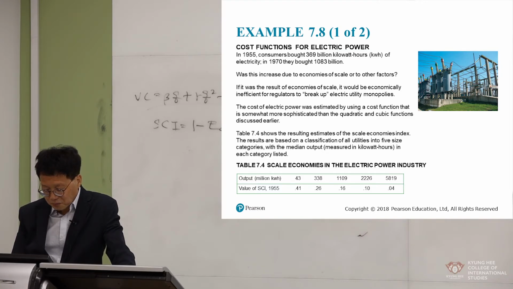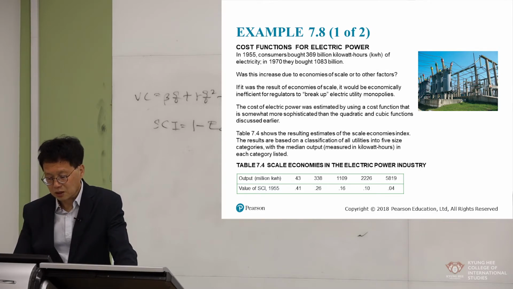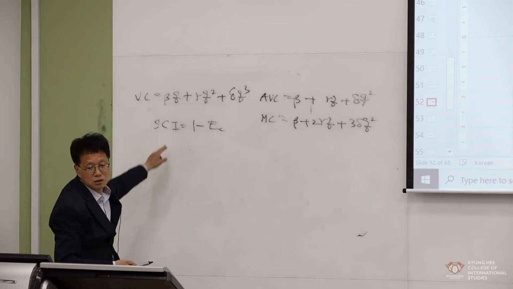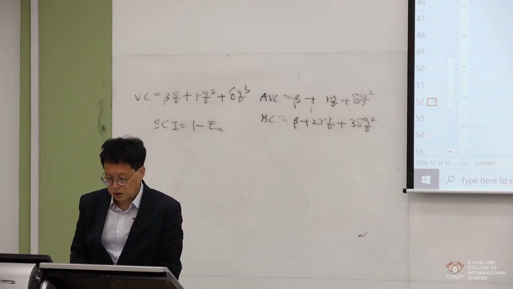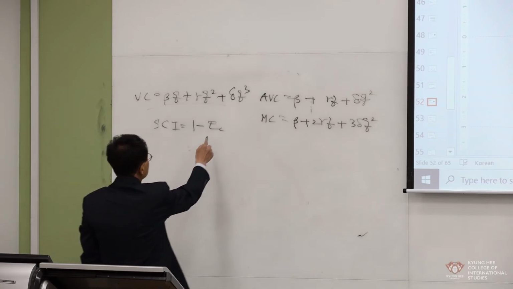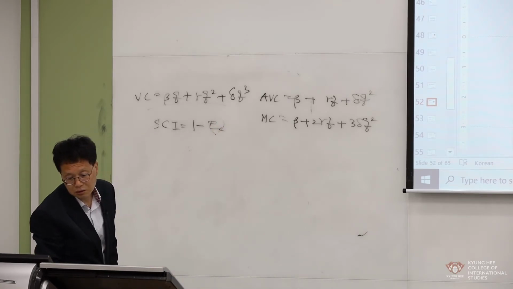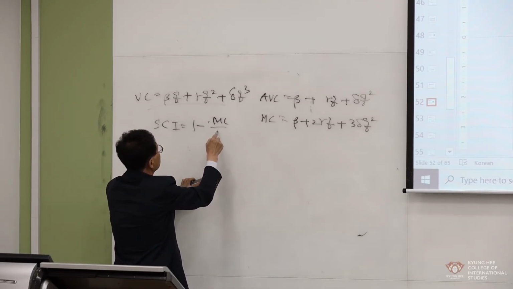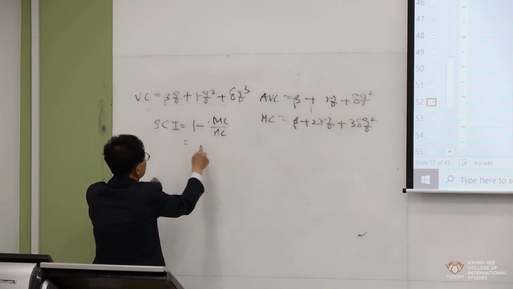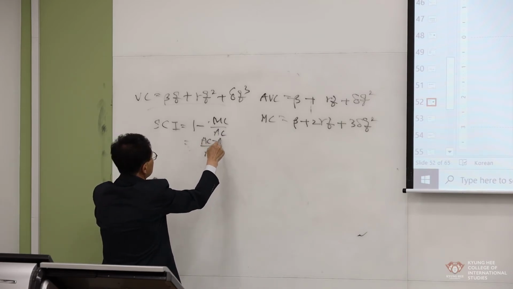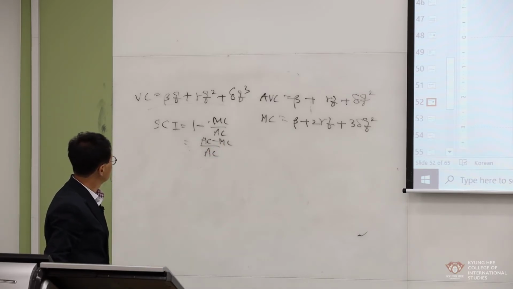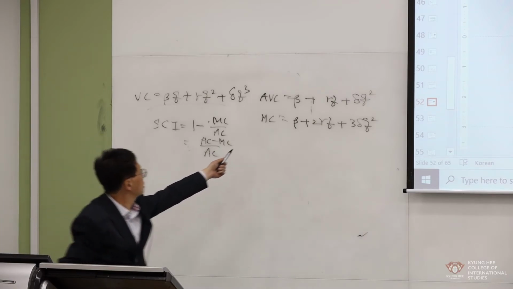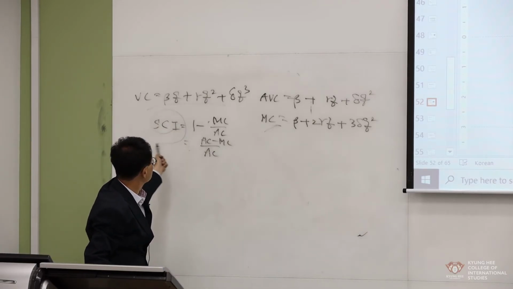And they calculated the scale economies index. What is this? I forgot. Scale economies index S is equal to 1 minus EC, and EC is equal to MC over AC. This one was MC over AC, then that is AC over MC, isn't it? So using this form, we can calculate this one.